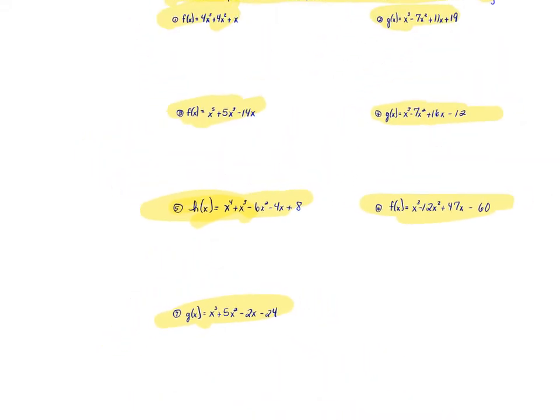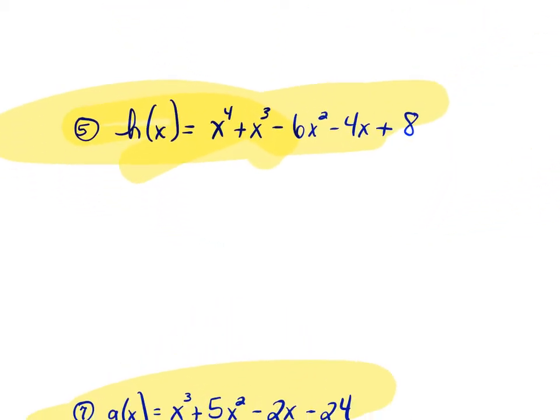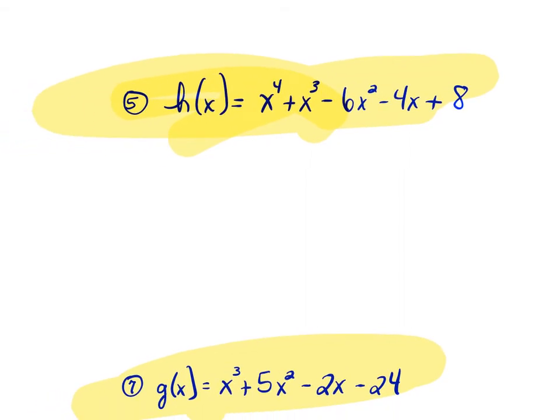So looking at 5. For these questions, we need to write the complete linear factorization and the zeros of each of the following. So to find the zeros here, we need to do our P over Q. What are factors of our constant? What are the factors of 8? 1, 2, 4, and 8. And then our factors of 1 is just plus or minus 1.